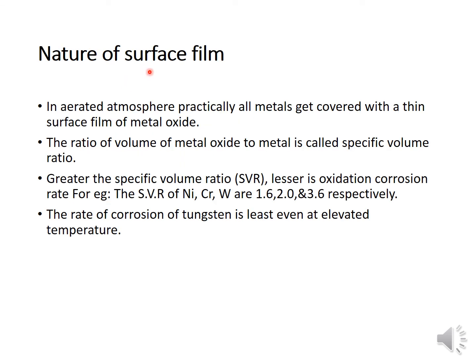Nature of surface film. When metal reacts with the atmosphere, it forms metal oxide. That metal oxide covers the surface area. It belongs to one of the three types of oxide film that we learned already: a stable oxide film, an unstable oxide film, and a volatile oxide film. If it is an unstable oxide film, corrosion will not take place. If it is a volatile oxide film, the rate of corrosion is very high. If it is a porous oxide film, corrosion will take place. If it is a non-porous oxide film, then the non-porous layer will act as a protective layer and corrosion will stop.